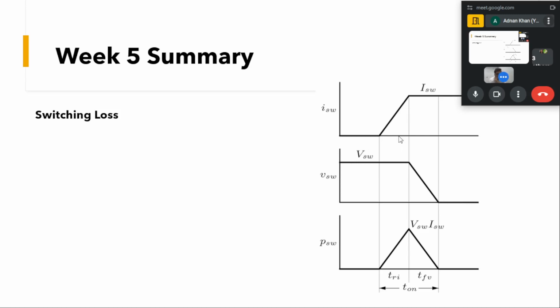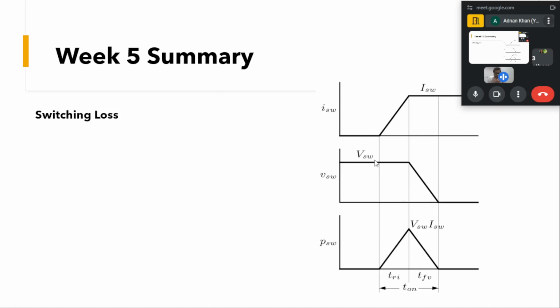You can see here during the first interval the current rises from zero to the peak value, and there is an overlap between the current and the voltage. After this the current assumes the steady state value, and the voltage drops from the steady state to the zero value, and there is an overlap of this current and voltage in this interval as well. So there is the power loss associated with this device in this interval, that we say is the turn on switching loss for the device.